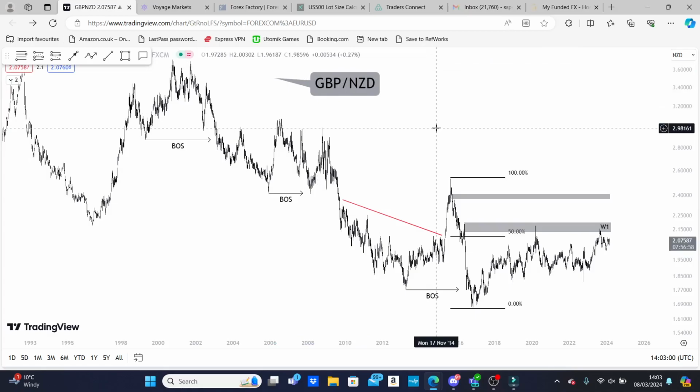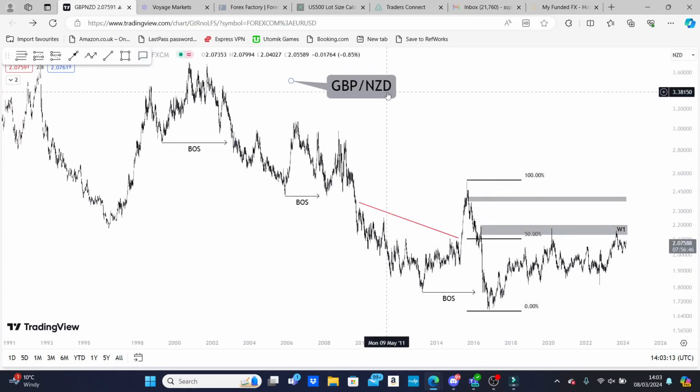So here we have the GBPNZD weekly time frame in front of us, and from here we're going to be dissecting how I'm looking at this chart, how to build a narrative, and where I think price is likely to go. So that being said, let's get involved in the video.